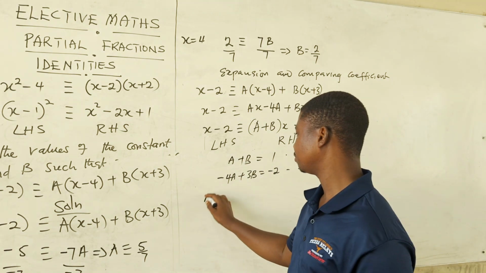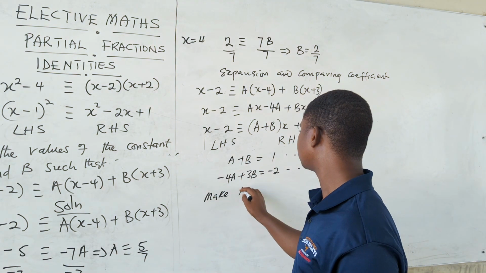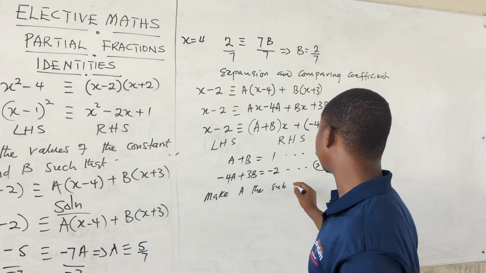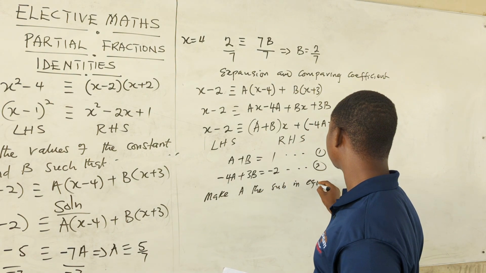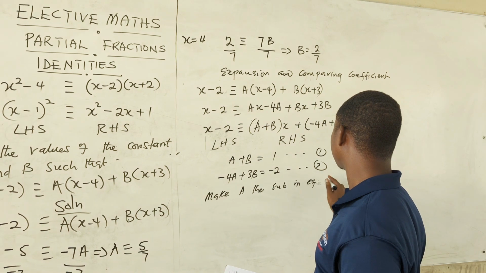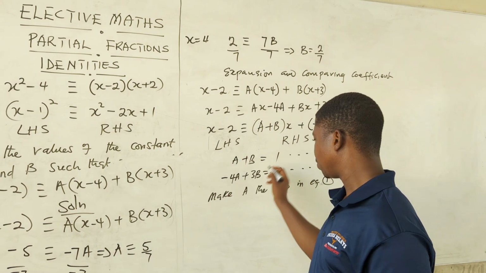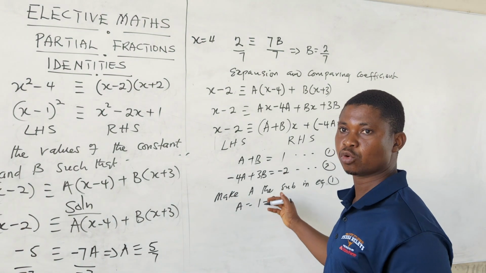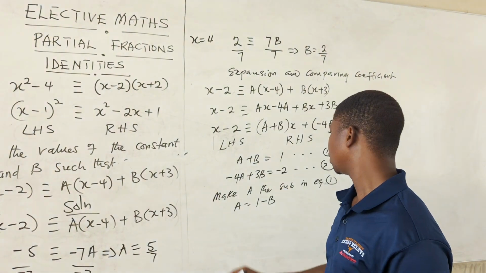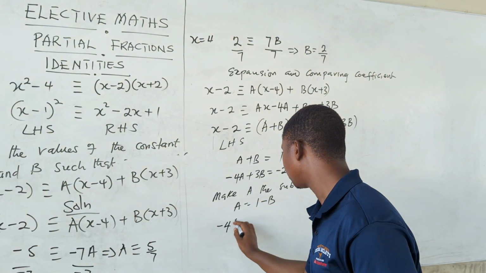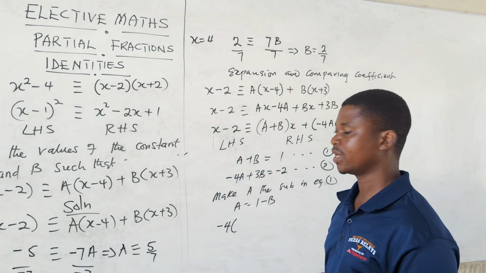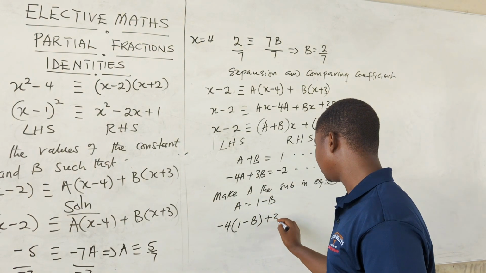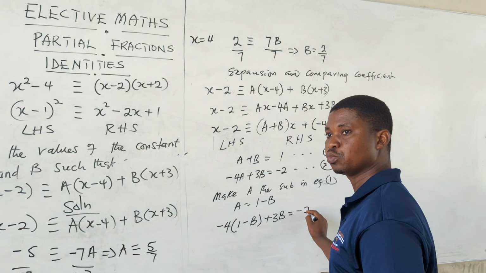So we'll make a the subject in equation 1. So a will give us b 1 minus b. So we substitute it in equation 2. So we have minus 4 into brackets. Wherever you see a, you put this one there. So 1 minus b plus 3b is equal to negative 2.